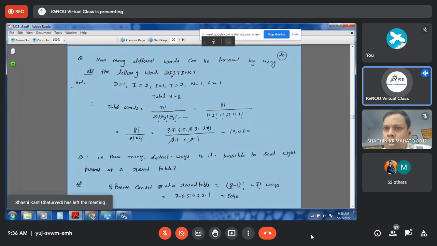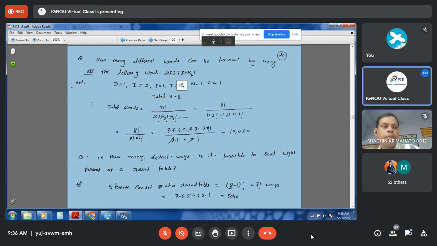The word may be anything, like DISTINCT; sometimes they give EQUATION. These are the important ones. Sometimes they give the word PERMUTATION. So what will happen if we don't use all the letters?